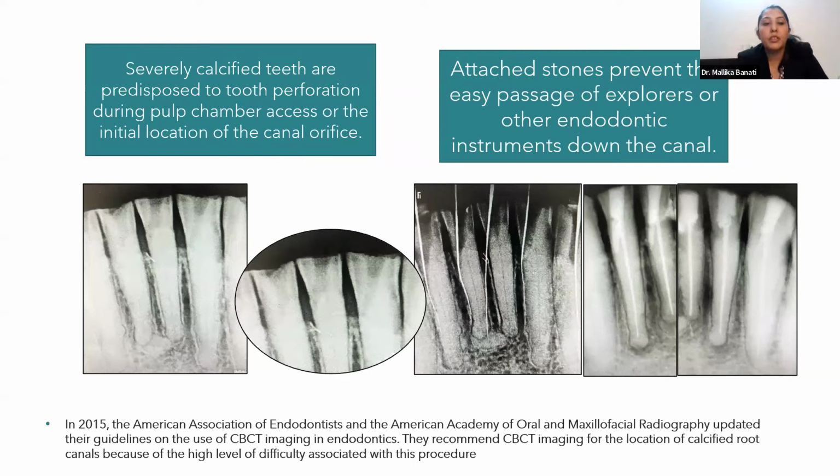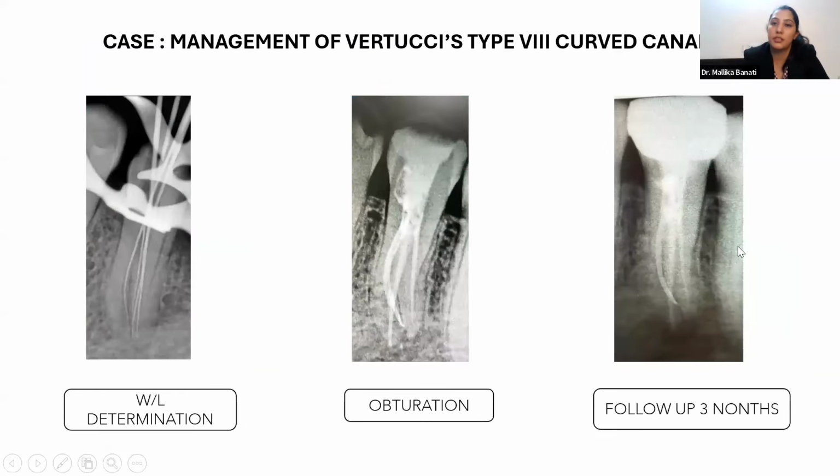In 2015, the American Association of Endodontists and the American Academy of Oral and Maxillofacial Radiology updated their guidelines on the use of CBCT, like I already told you. They recommended CBCT imaging for the location of calcified root canals because of the high level of difficulty associated with these kinds of procedures, since the treatment outcome becomes very dependent in such cases. Now for this, it was a Vertucci type 8 curved canal case.